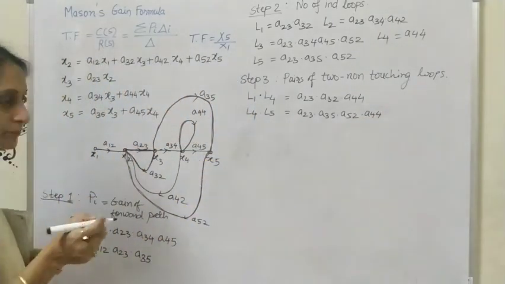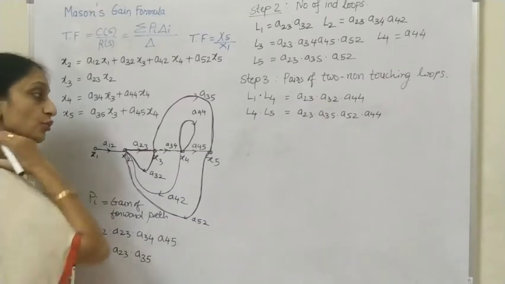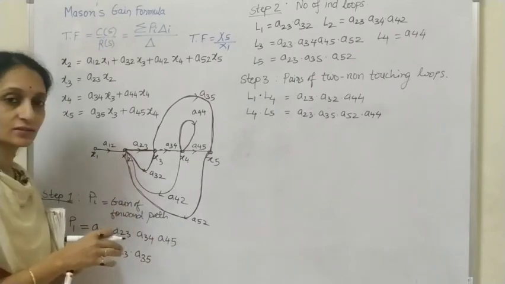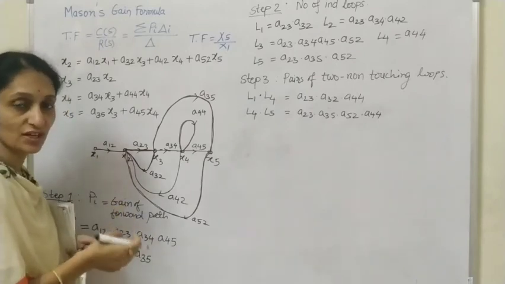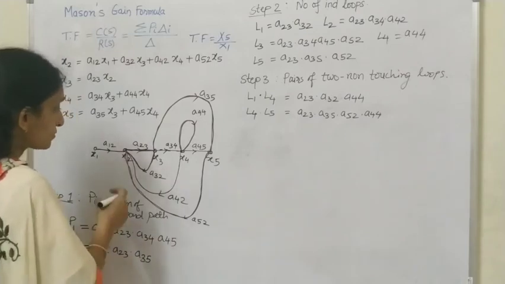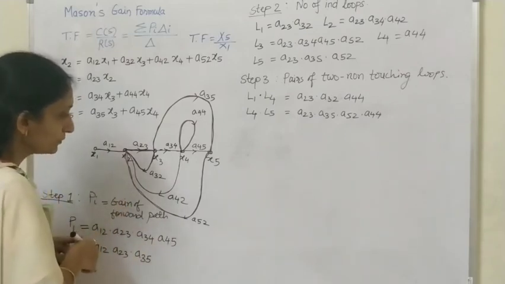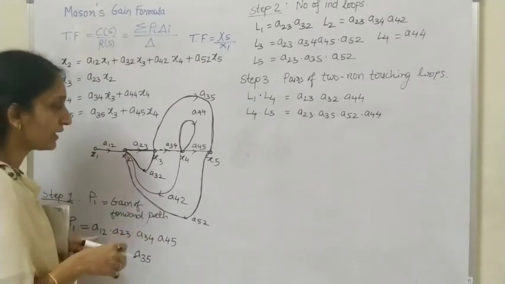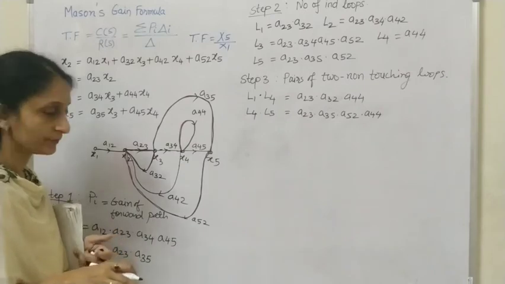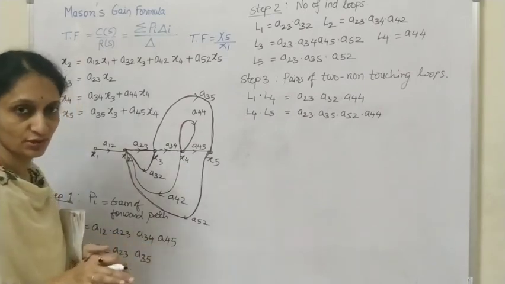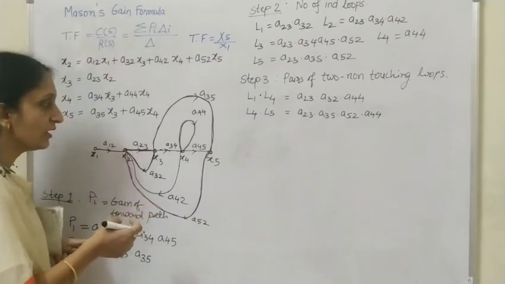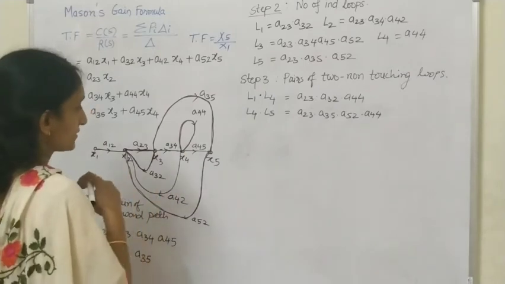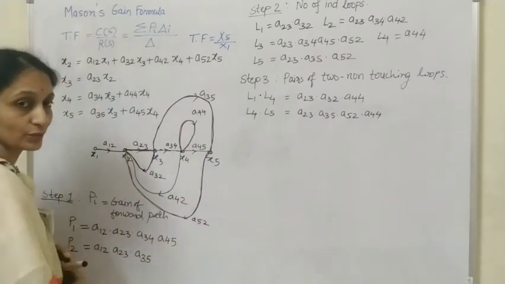Now step number 4: it can be a group of 3 non-touching loops. But you have to check whether there is a group of 3 loops which are not touching each other. See here, there is no group of 3 loops which are not touching each other. So no need to calculate step number 4. If in any SFG there is a group of 3 non-touching loops, then we have to consider it.